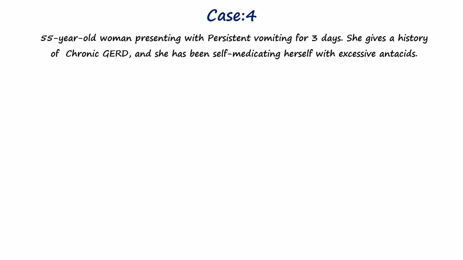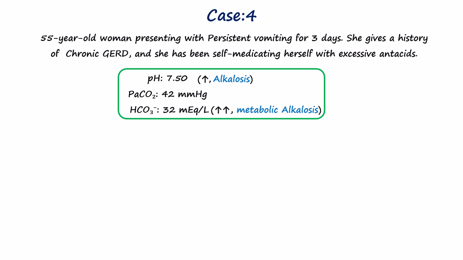This is our last case scenario, and we have a 55-year-old woman presenting with persistent vomiting for 3 days. She gives a history of chronic gastroesophageal reflux disease, and she has been self-medicating with excessive antacids. The ABG report is given here. So looking at the pH, it is alkalosis, and the increased level of bicarb points towards metabolic in origin. So our first guess is metabolic alkalosis.